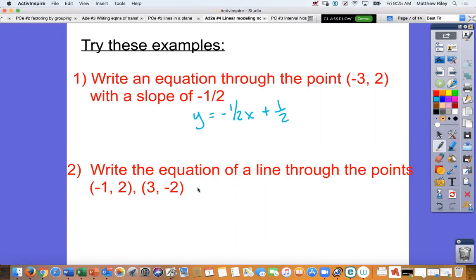So tell me, what did you get for your slope first? 0? You got your slope as 0? So -2 minus 2, go ahead, keep going. When you go -2 minus 2, that's -4 over 3 plus 1, which is 4. So your slope should be -1. And that's okay, Amari. It's actually a common mistake.